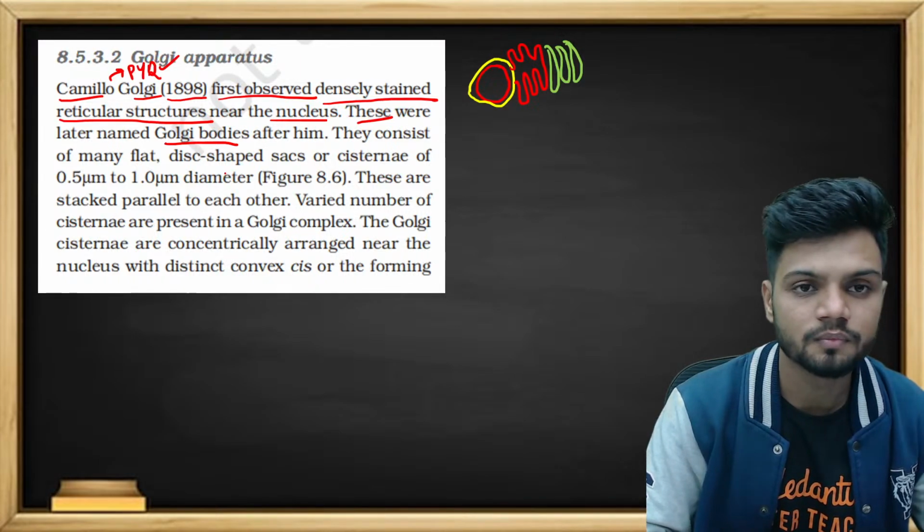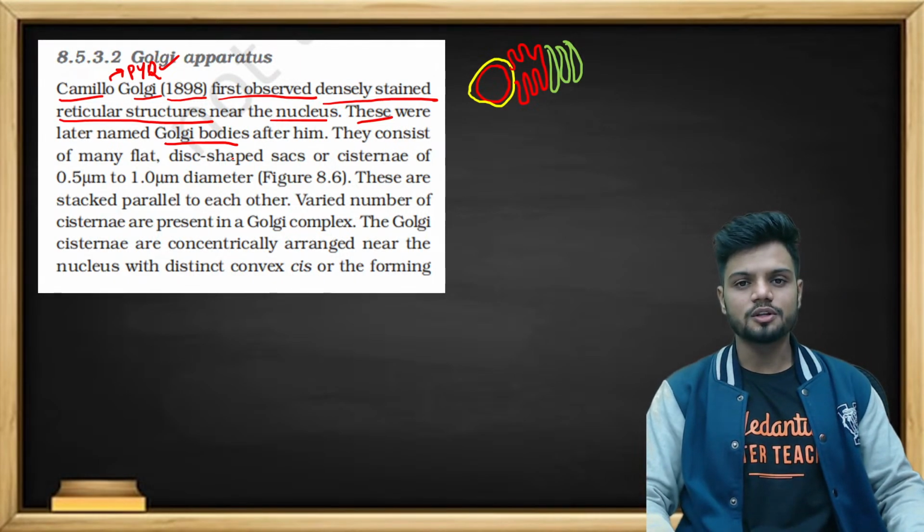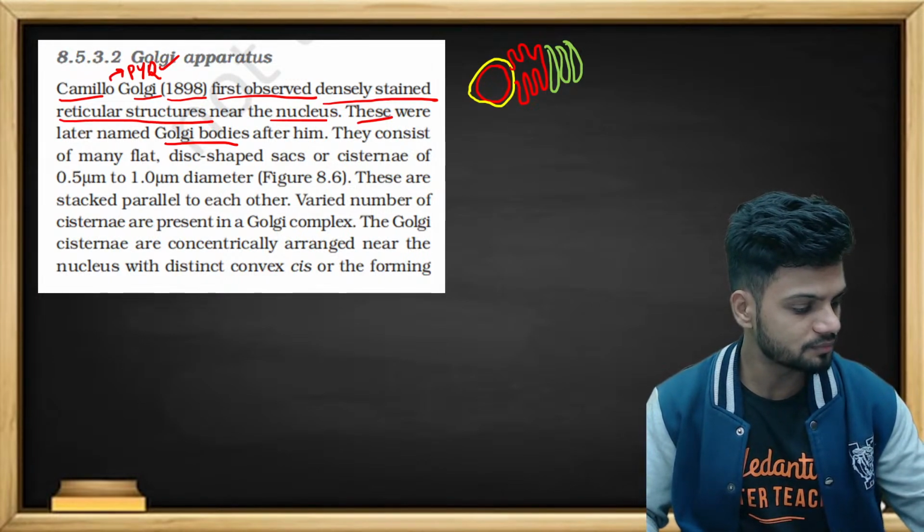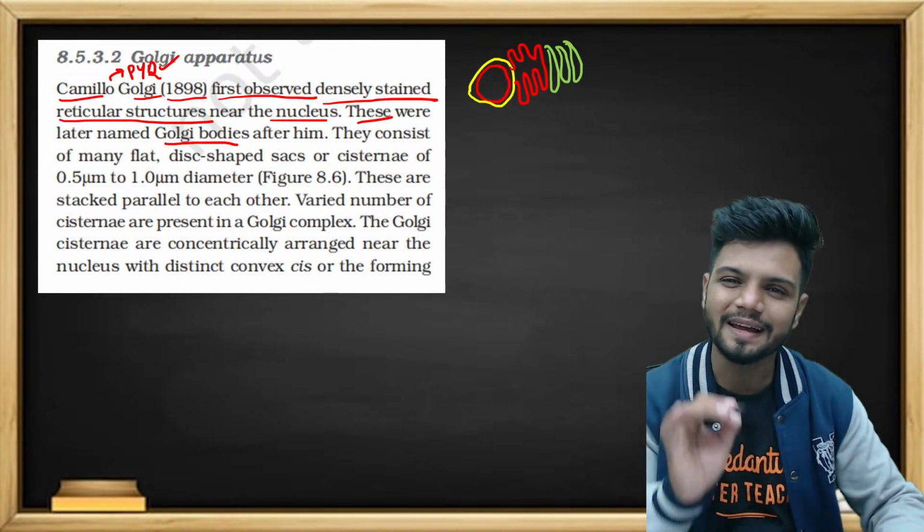It's a PYQ. So if they ask you a question, who discovered the Golgi apparatus, you're supposed to say Camillo Golgi. Camillo Golgi discovered the Golgi apparatus. Simple question, a direct question they'll ask you.